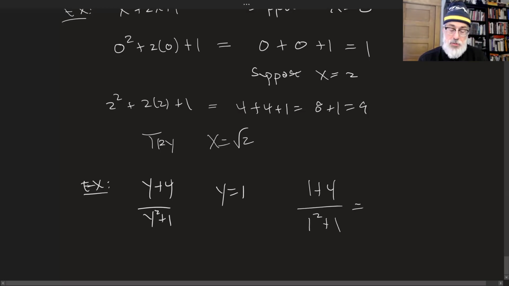Now I'm going to do the top. 4 plus 1 is 5. The bottom, I'm going to do the exponent first. 1 squared is 1, plus 1. So we get 5 halves.